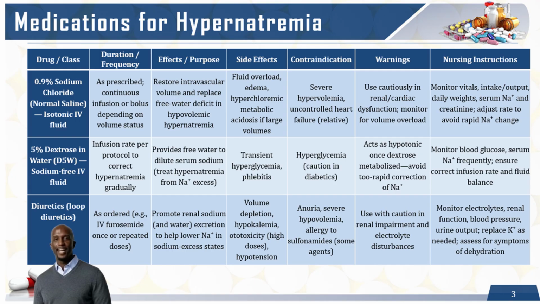Normal saline is an isotonic fluid. In hypernatremia due to fluid loss, we use NS to restore intravascular volume before correcting sodium. But remember, NS can cause fluid overload and hyperchloremic metabolic acidosis with large volumes. As nurses, we monitor vital signs, lung sounds, daily weights, and serum sodium closely. Slow and steady correction prevents complications.